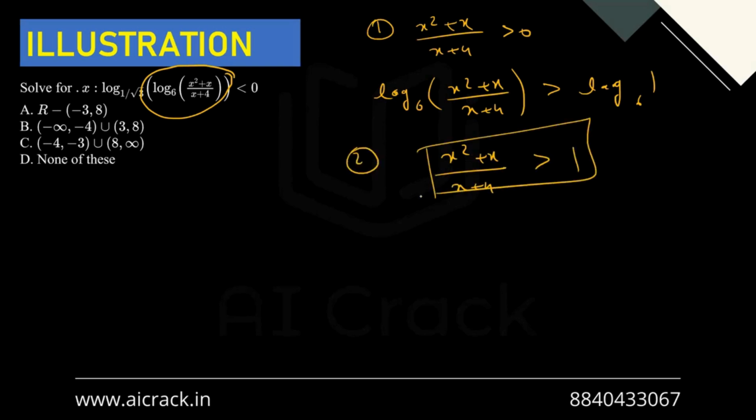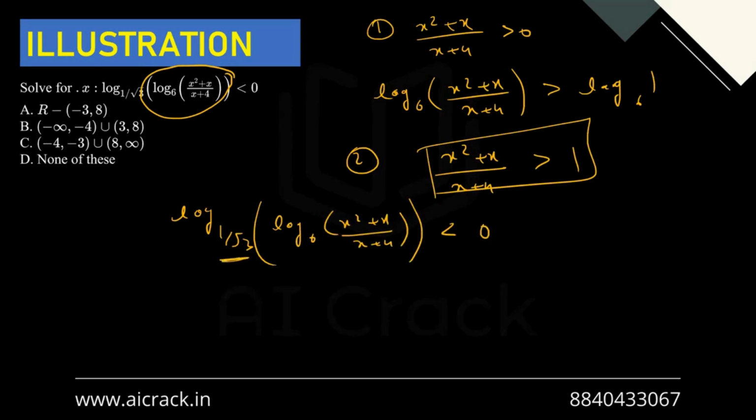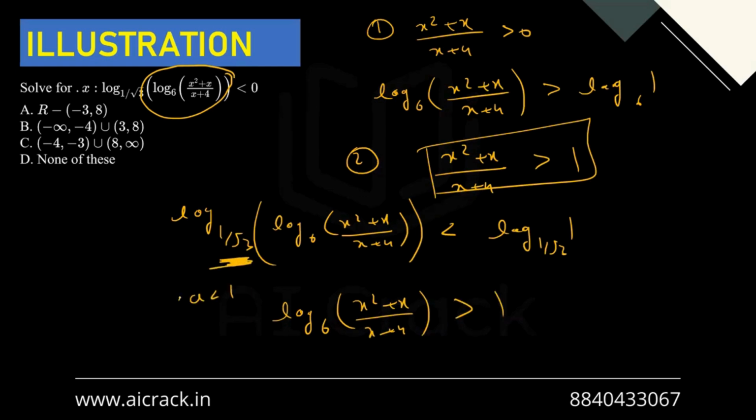Now this is our second condition. Now for the third condition, we have log base 1 by root 3 of (x square plus x) divided by (x plus 4) less than 0. Now we have the base as this one. If we remove this base, and let's write this as log base 1 by root 3 of 1, we are left with log base 6 of (x square plus x) divided by (x plus 4) greater than 1, right? Why? Because we had a base which was less than 1 and greater than 0. In this case, the inequality sign would change.